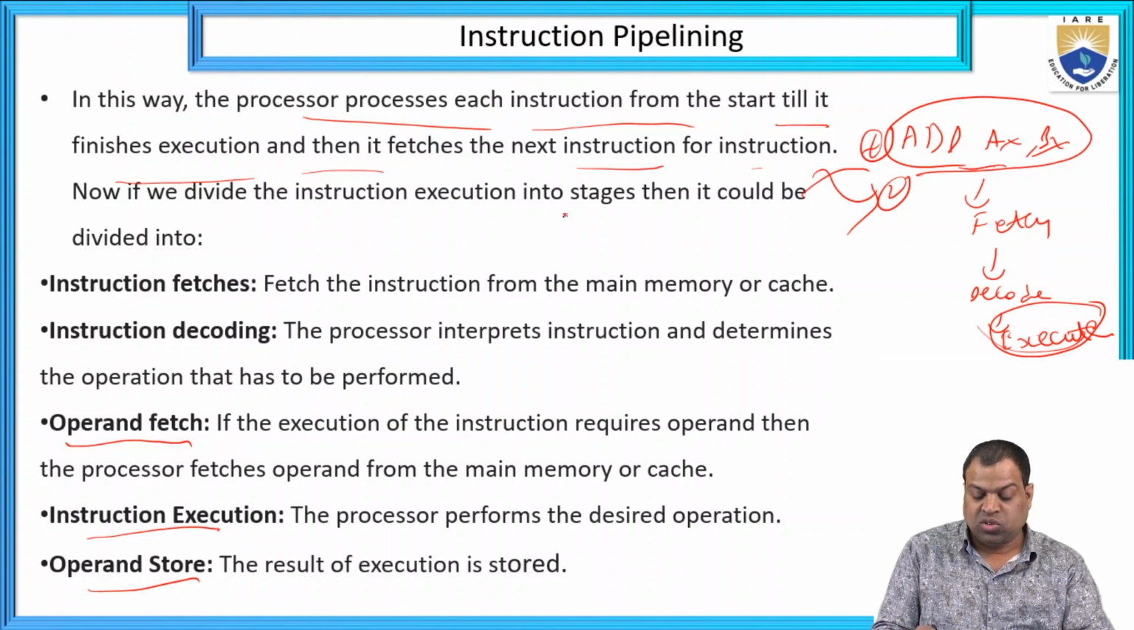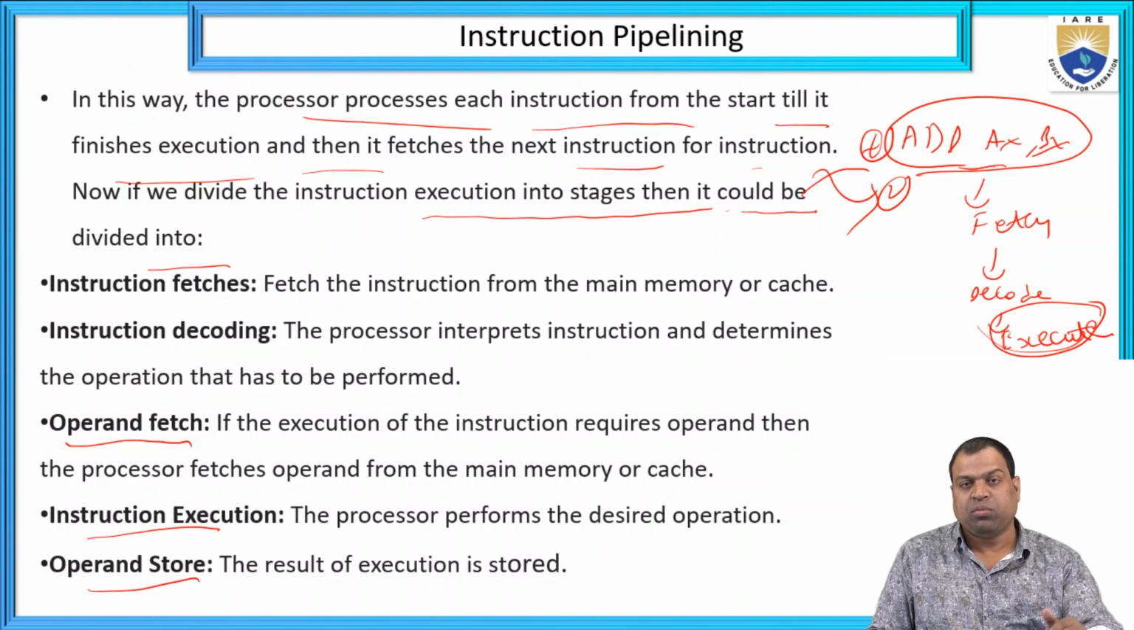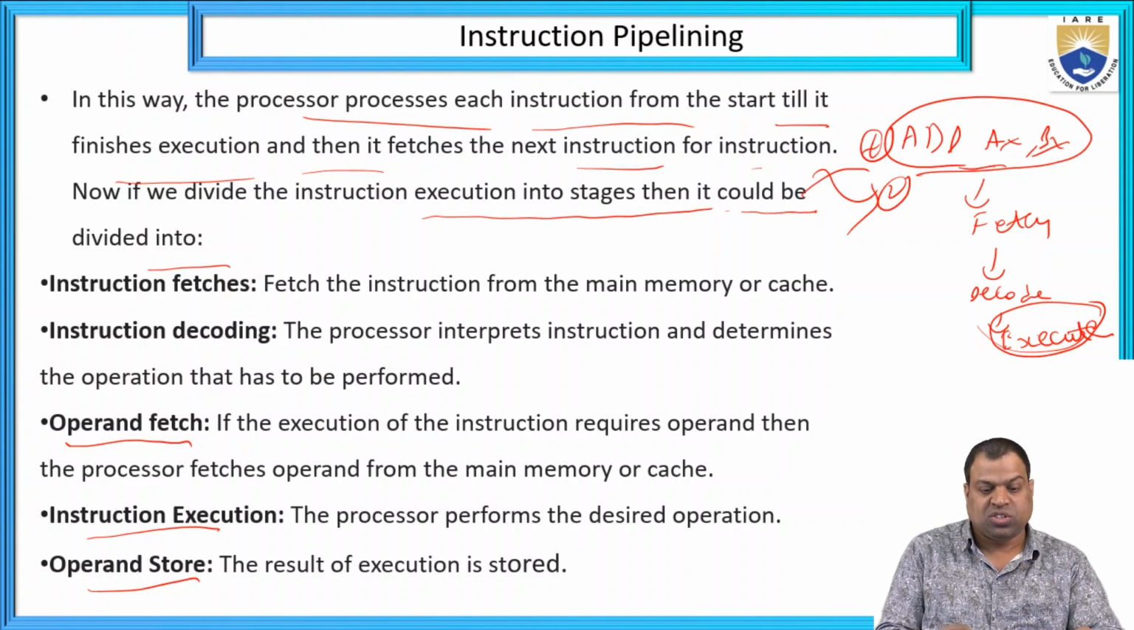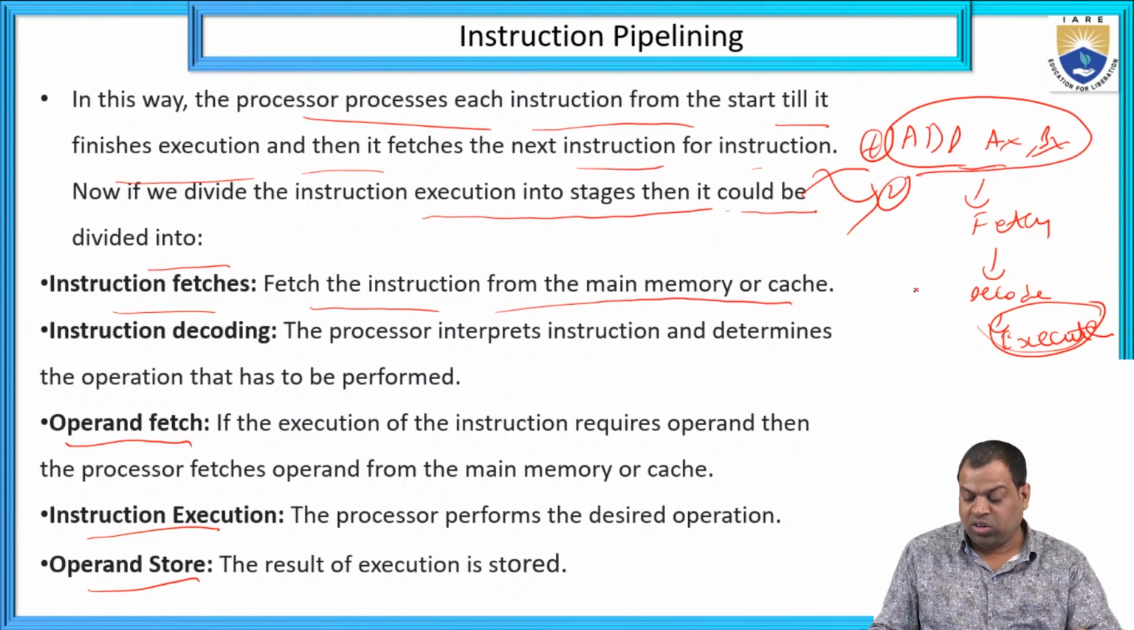Like this, the instruction execution can be divided into stages, from fetch to execution. First, instruction fetch: fetch the instruction from the main memory or cache. Suppose I wrote add ax comma bx. Where is this instruction? Where is the memory location? That is in the main memory or cache memory.